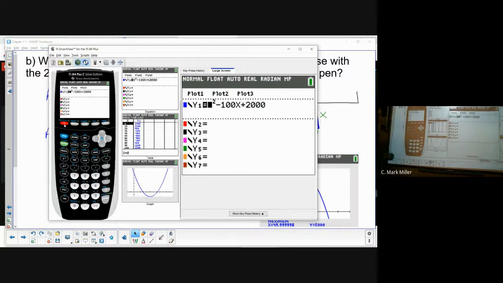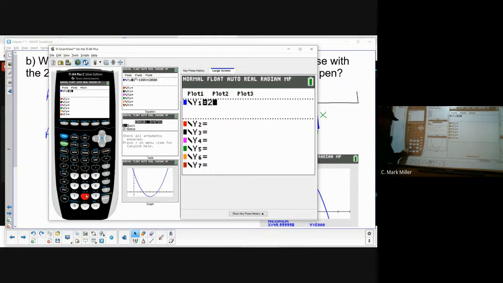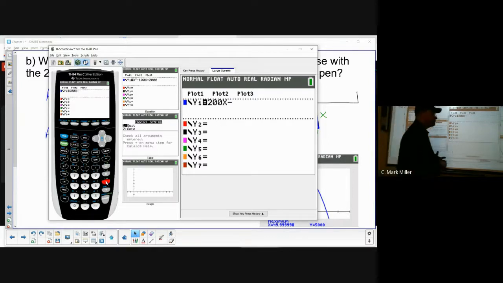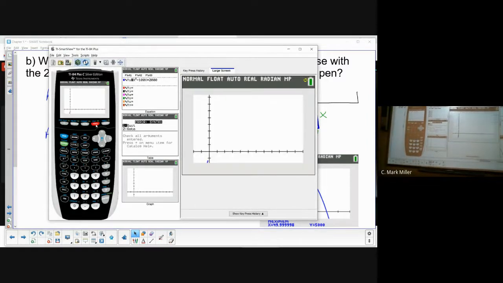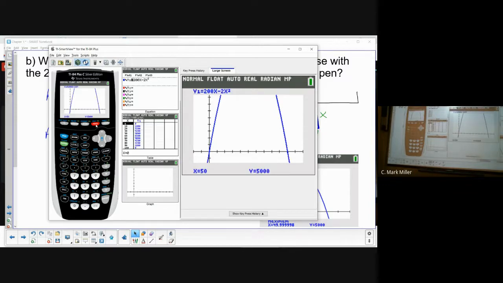Y equals, clear. Oops, what am I doing? Clear. So I'm going to do 200x minus 2x squared, right? And just try the old graph, see what happens. Whoa, it's off the graph. Here it comes back down. So that tells me I've got some work to do in my window settings, right?